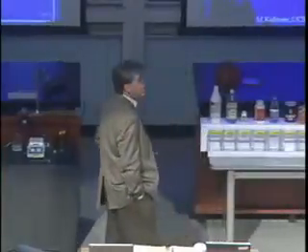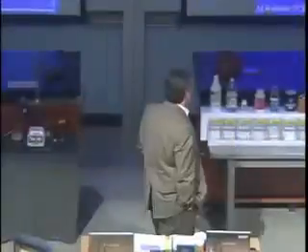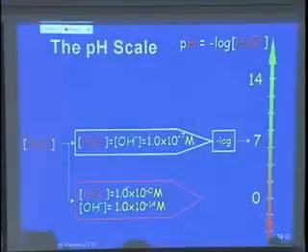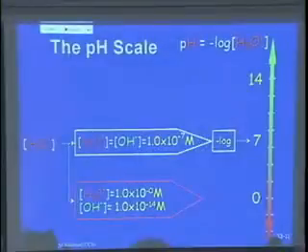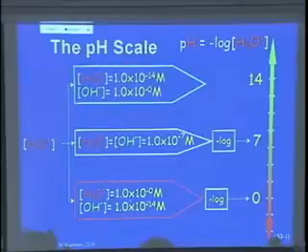Now, if we want to have a pH of 0, what would the H3O+ concentration have to be? It would be 1 times 10 to the minus 0. What's 10 to the minus 0? 1. And 10 to the plus 0? Also 1. So that would be 1, and so your pH is then 0. Of course, you take the logarithm of 1, which is 0.